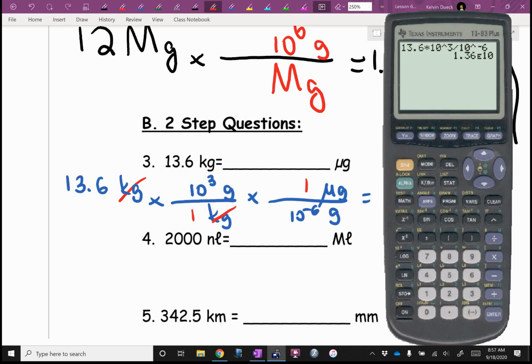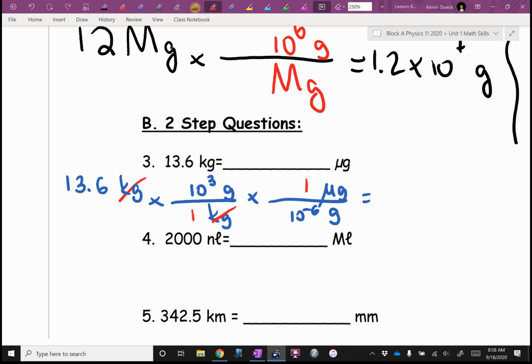Did you all? Oh, mine gave me an answer in scientific notation because there were too many zeros to fit on my screen. Some of you might have a 10-digit calculator. I don't know, but mine gave me 1.36. And I know that on my calculator, Alessio, that E is times 10 to the 10th. Please don't do this. Those of you that have TIs, don't write this down. Please don't write your answer as 1.36 E 10. It's 1.36 times 10 to the power of 10 micrograms.